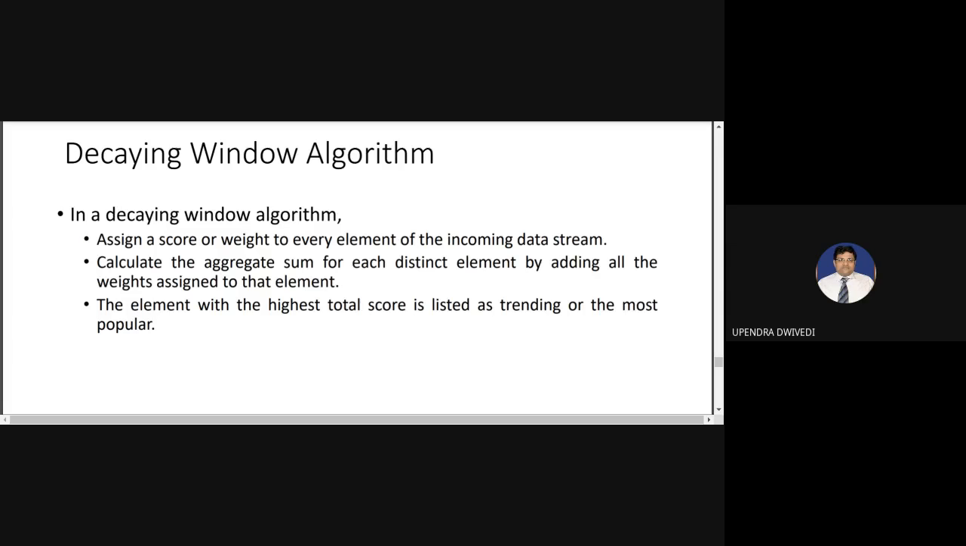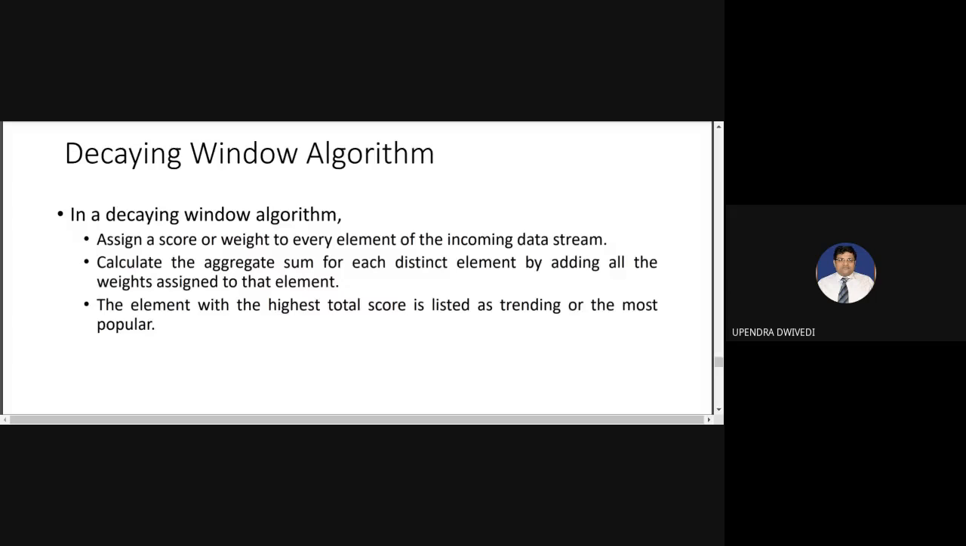So the simple logic is that whatever information is coming to us, we'll assign a score or weight to it. Now we'll calculate the aggregate weight after the window length or after the sample size, find the highest total score, and treat it as the trending or most popular element within the data.